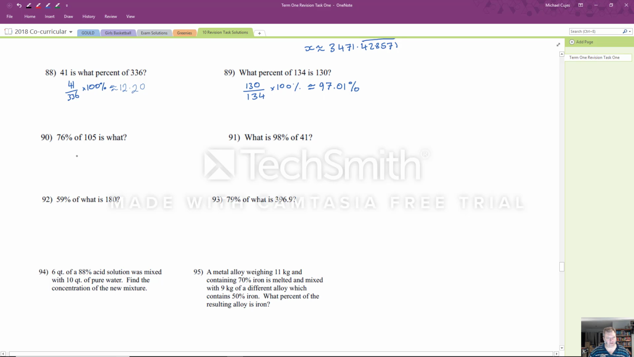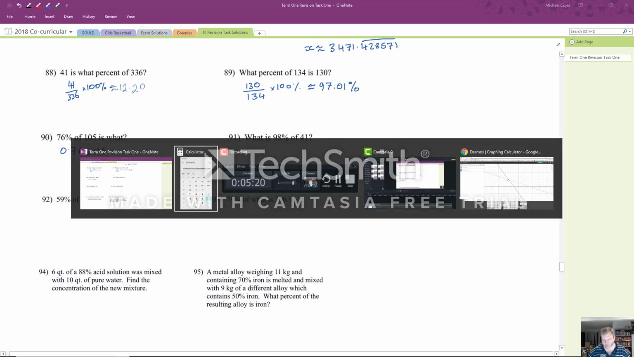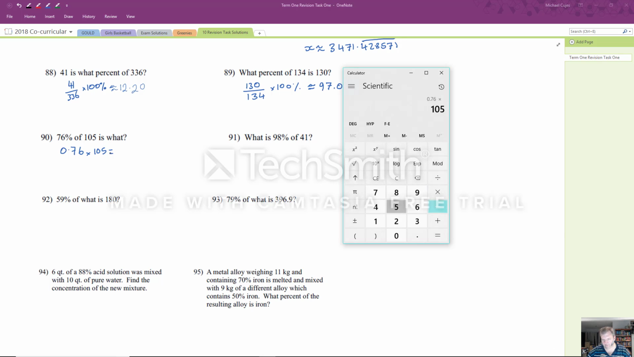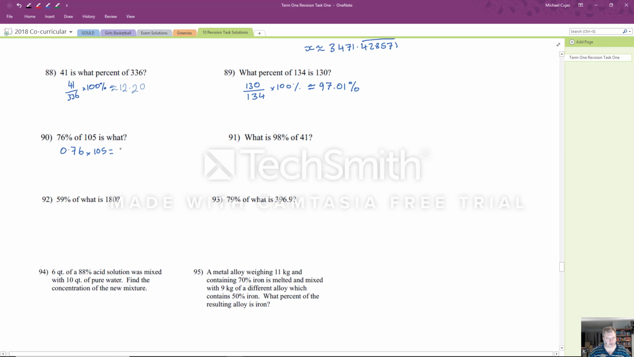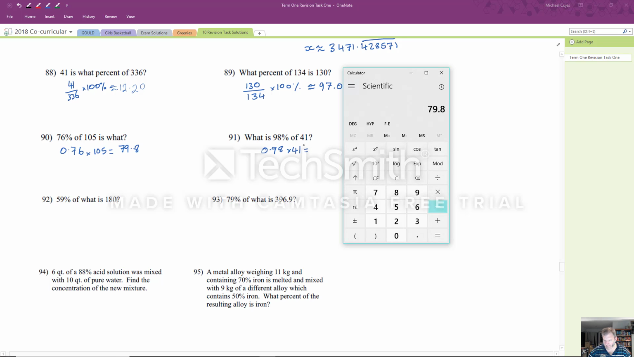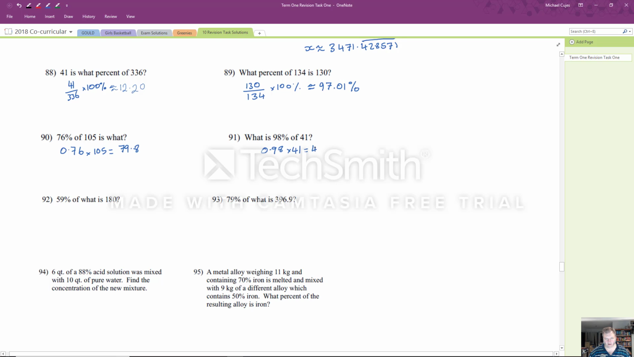76% of 105 is, so this one we know the percentage, write it as a decimal. You could write it as 76 over 100. So 76% of 105 equals 0.76 by 105, 79.8. What is 98% of 41? 98% is 0.98. Multiply that by 41. What do we get? 0.98 by 41, 40.18.